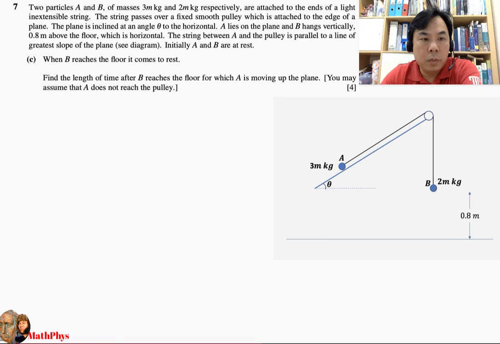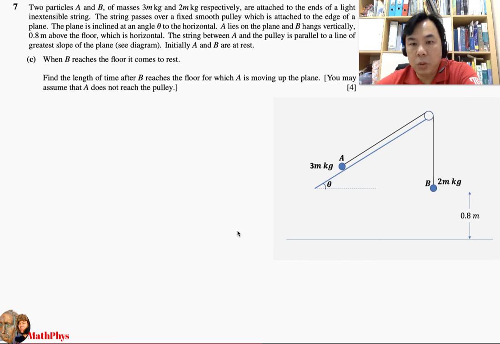Okay, I'm going to pause here for a while. All right, now we come to the last section of this question 7. Right now, question C states that when B reaches the floor, it comes to rest. All right. Now find the length of time after B reaches the floor for which A is moving up the plane there. Now we need to recall again, the plane is rough in this case. And then initially, as B is moving down, A will be accelerating upward, B is accelerating downward. And then when B reaches the floor, the string becomes slack.